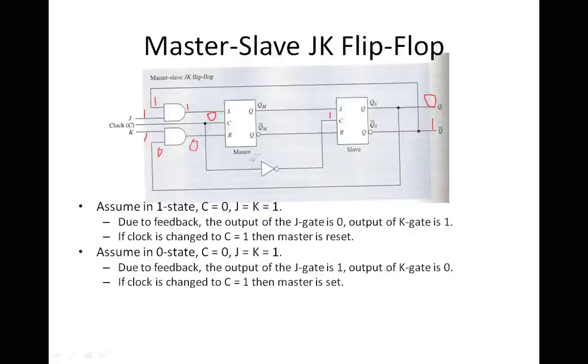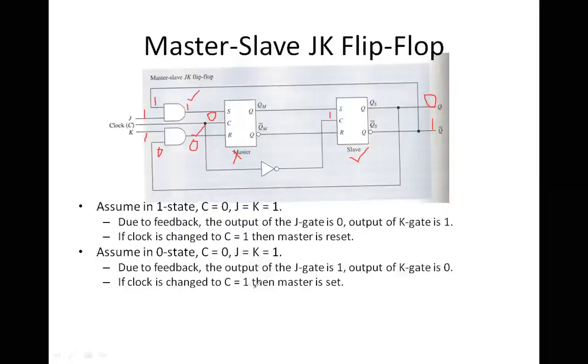Since this is disabled, the master is not working, but my slave is enabled. Previously whatever the output was will come and sit here. Due to the feedback, the output of the j gate is 1, that is what we have got, and the output of the k gate is 0, that is what we have got.